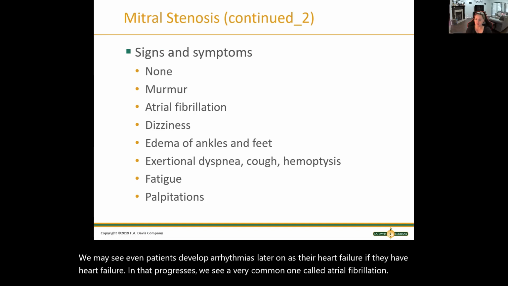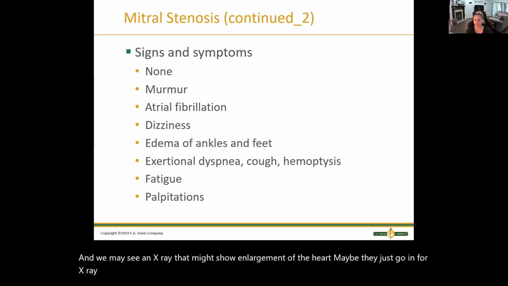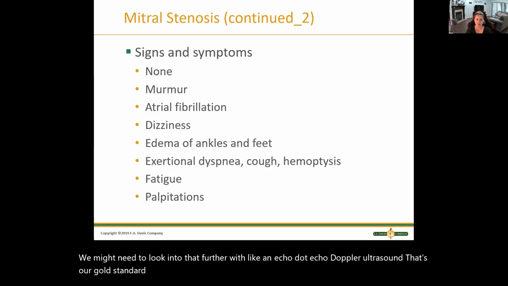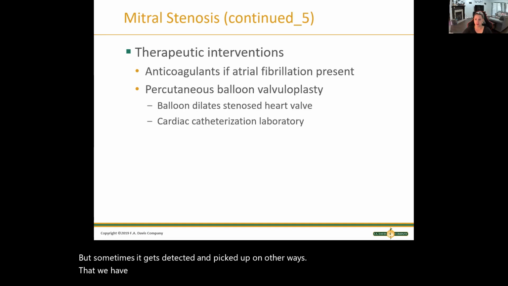We may see an x-ray that might show enlargement of the heart. Maybe they just go in for an x-ray for shortness of breath or something, and it shows enlargement of the heart. We might need to look into that further with an echo Doppler ultrasound. That's our gold standard for evaluation of these valvular diseases. But sometimes it gets detected and picked up in other ways that give us reason to suspect that something's not right.